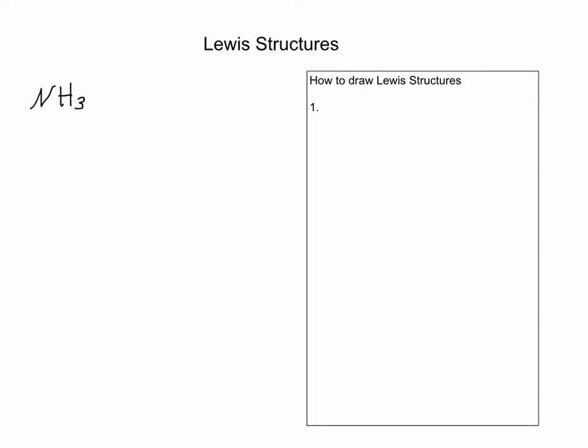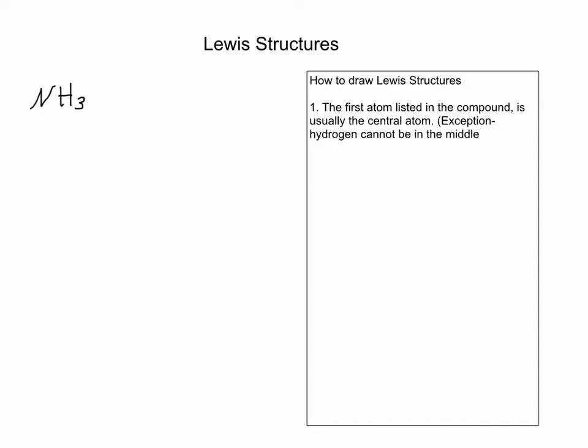Well, the first thing to recognize is that the first atom listed in the compound, in this case ammonia, is usually the central atom. This just means it's in the middle. The exception is if it starts with hydrogen, hydrogen can't be in the middle, because if it only makes one bond, you can't have it connected to multiple things. So the first atom listed, in this case nitrogen, is going to be in the middle.